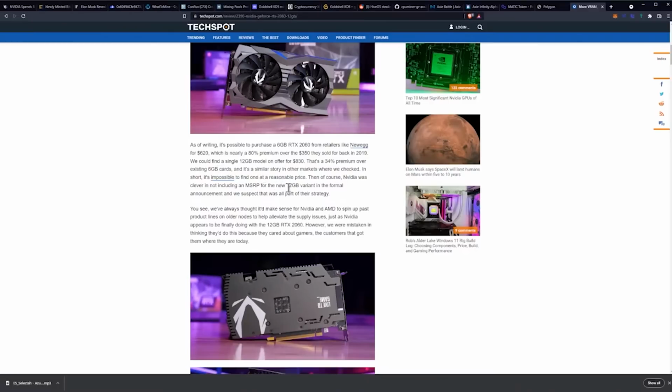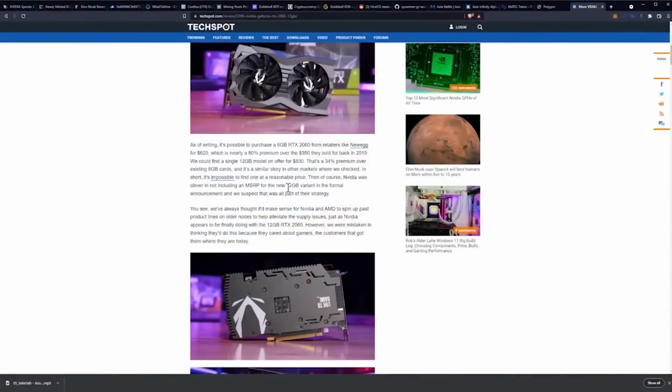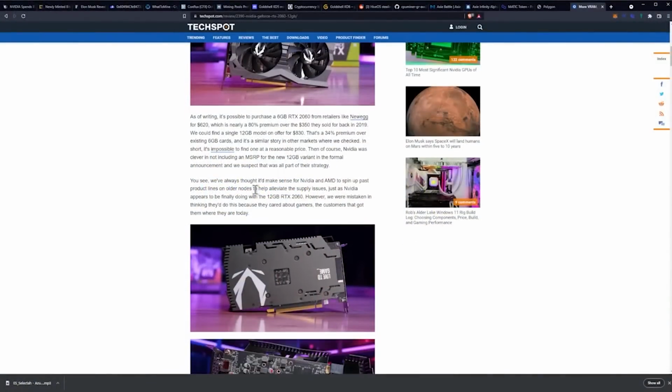Look, here's the deal. I could purchase the RX 6600s, I got five of them for $499 a pop. It makes more sense than paying $830 for a 12 gigabyte 2060 to me, but let's go ahead and keep going. However, we're mistaken thinking that they cared about gamers.